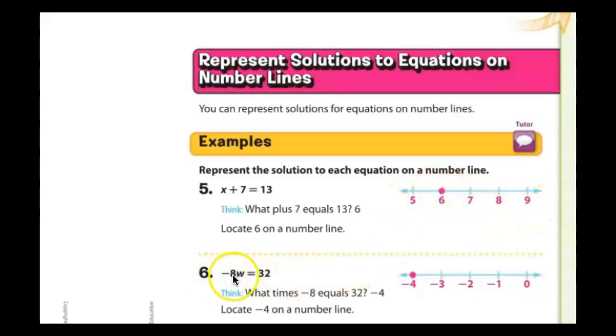And for number 6, it says negative 8 times w equals 32. So 8 times some number equals 32. We know that a negative has to be multiplied by a negative to equal a positive. So negative 8 times what negative number equals 32? And that, of course, is the answer, negative 4. So they've actually put negative 4 on the number line over here. So that's how you solve that problem.